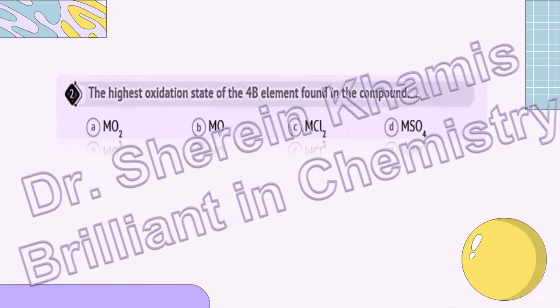Question number 2 says: the highest oxidation state of a 4b element is found in which compound? We have different compounds here, and we will discuss each one. We have MO2. M is just a symbol for any element of the 4b elements.